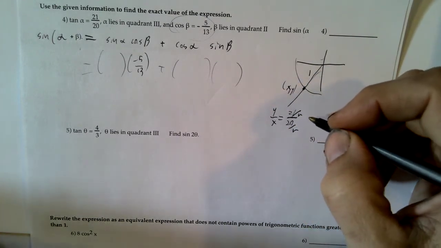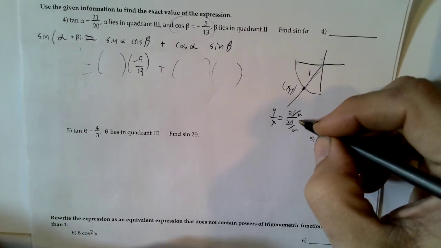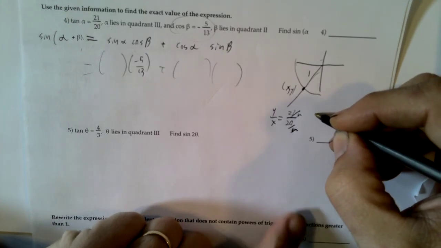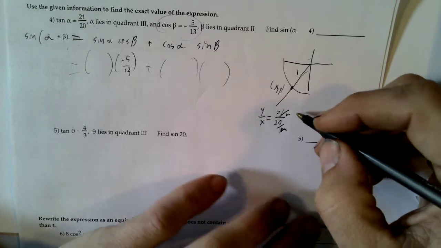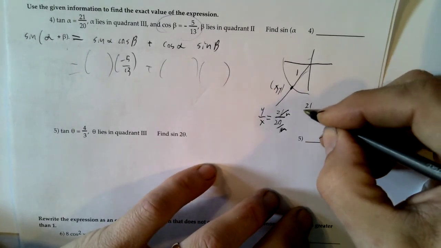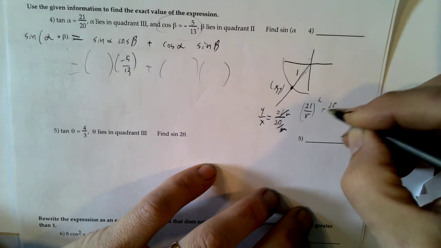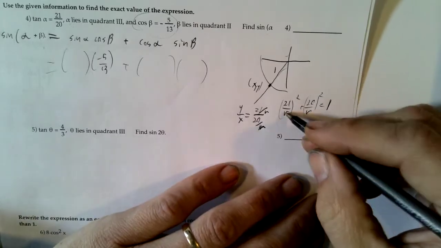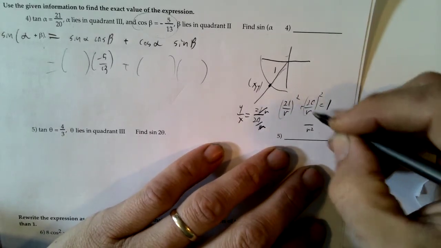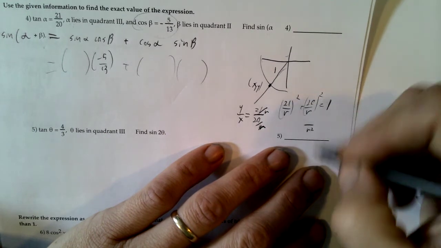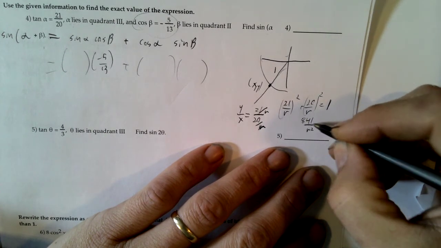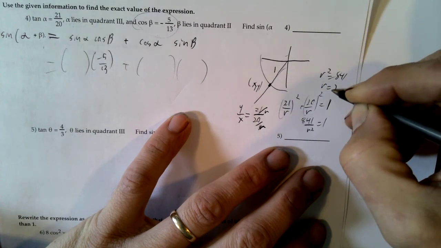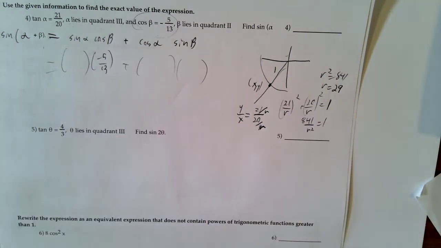I'm sorry, x squared plus y squared is equal to 1. I'm using r there, but 21 over r squared plus 20 over r squared equals 1. That's got a common denominator already of r squared. If you add that up on top, 21 squared plus 20 squared ends up 841. So r squared equals 841, and r is 29. They have this set up so that that square root comes out pretty nice.